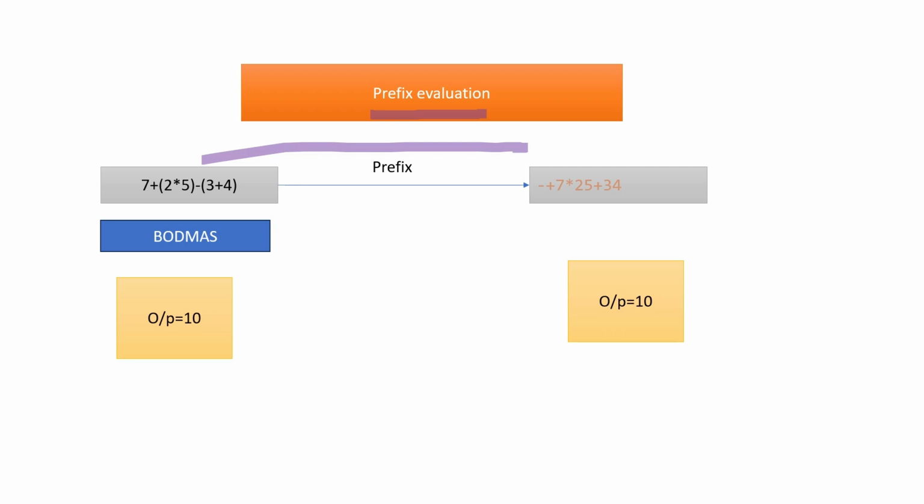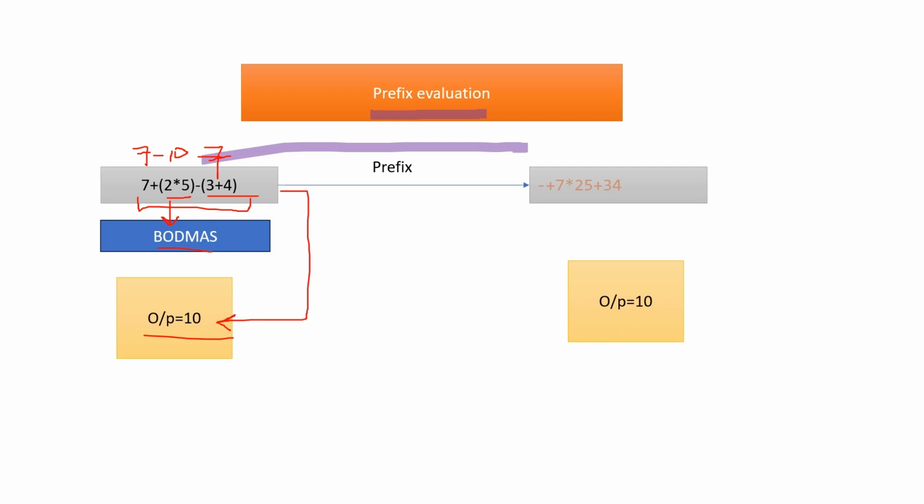So let's move forward. Let's take this equation first. If you want to calculate this equation, we need to take care of the BODMAS rule, which says that the bracket will be solved first, then divide, then multiply, then addition, then subtract. So here the bracket will be solved first: 2 multiplied by 5 is 10, and 3 plus 4 is 7, and then we go for the plus and minus operations. So we get an output of 10 by solving this equation with the help of the BODMAS rule.